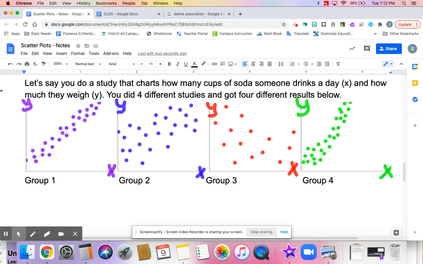So let's say you're going to do a study that's going to chart how many cups of soda that somebody drinks in a given day, and that's going to be X, and then you're going to also ask them how much they weigh, and that's going to be Y. And you did it on 4 different groups of people.